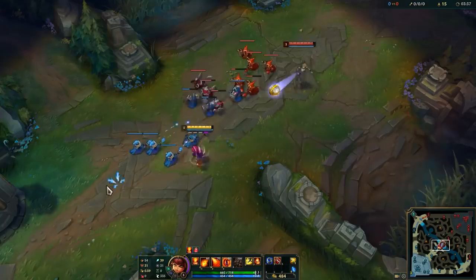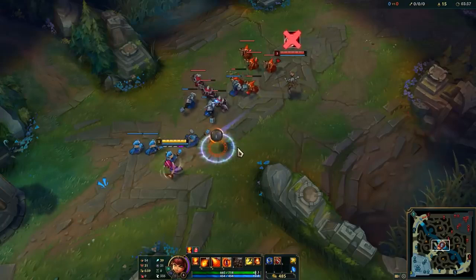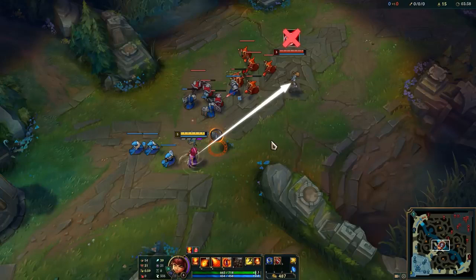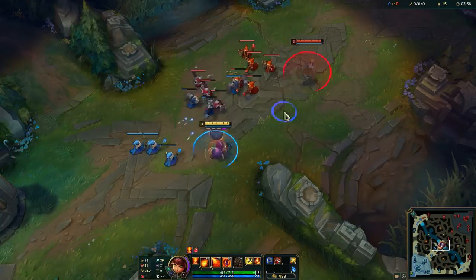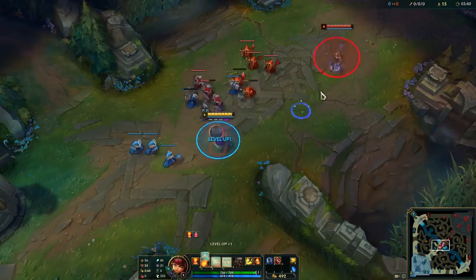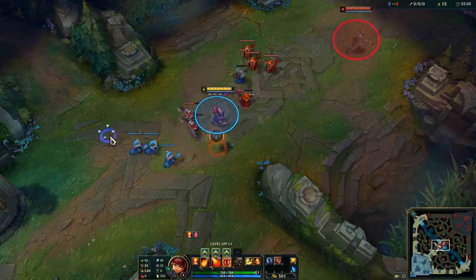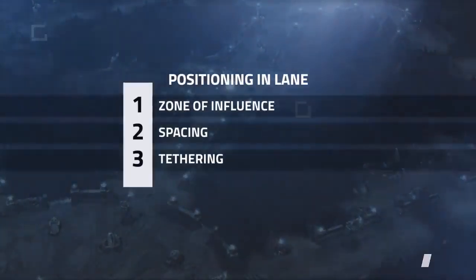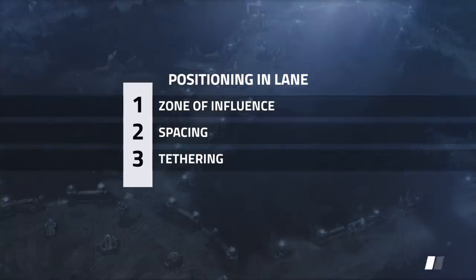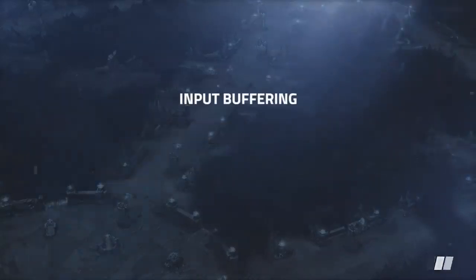Now remember earlier, Orianna uses her Q ability, which lowers her zone of influence and allows Annie to try and close the distance to land her Q. Well, in that scenario, Orianna would then look to space properly and stand outside of Annie's Q range of 625. This would then cause tethering to occur once again. Every time Annie moves forward, Orianna moves back, and when Annie moves back, Orianna moves forward. So it's these three layers, zone of influence, spacing, and tethering, that creates the dance that we call positioning in lane. Next, let's talk about input buffering.